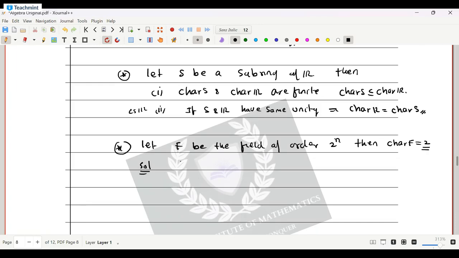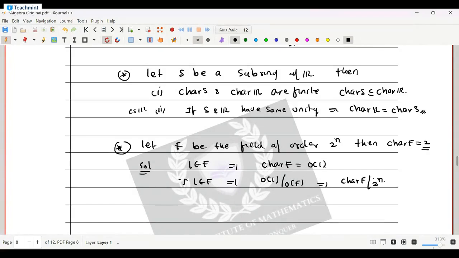Solution. Since F is a field, 1 belongs to F. So the characteristic of F is equal to the order of 1. Since 1 belongs to F, the order of 1 should divide the order of F. So the order of 1, which is the characteristic of F, should divide the order of F.